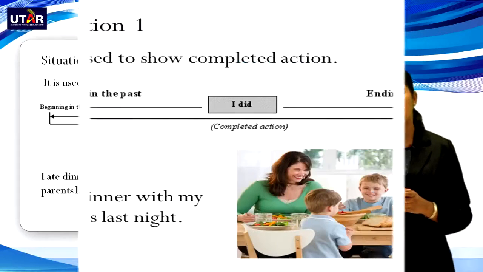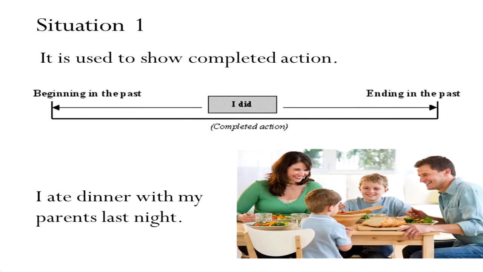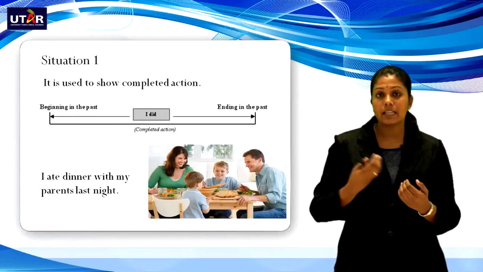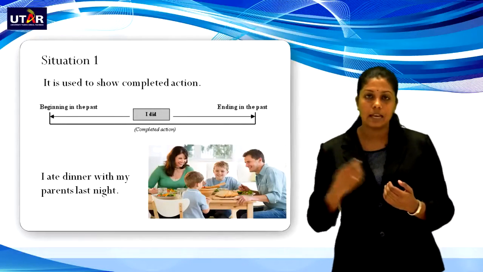Let's look at situation 1. It is used to show a completed action. I ate dinner with my parents last night. So this action happened last night. It is a completed action. So if you see, the verb eat becomes ate. So, I ate dinner with my parents last night.